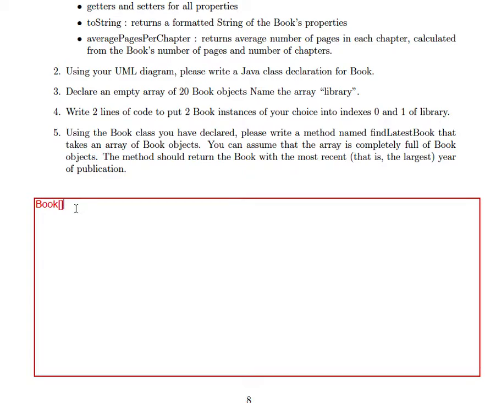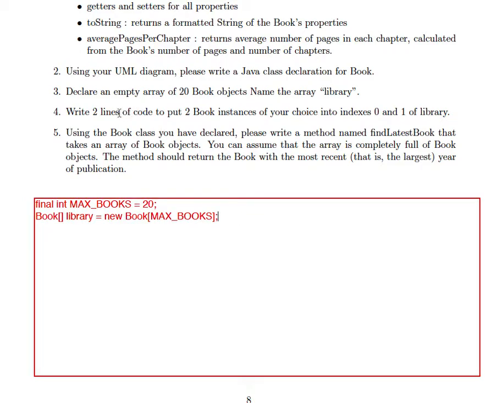It says name the array library: Book[] library = new Book[20]. If you wanted, you could declare the 20 as a named constant above, but it's not required for this. That would look something like final int MAX_BOOKS = 20. And then you could use MAX_BOOKS in here instead of hard coding the 20. Again, not required, but nice.